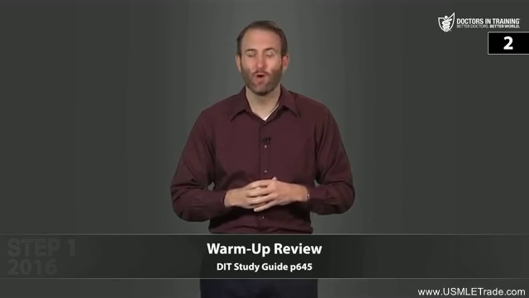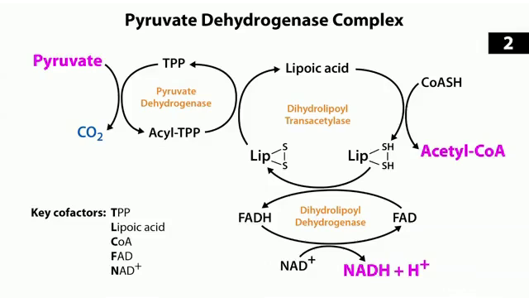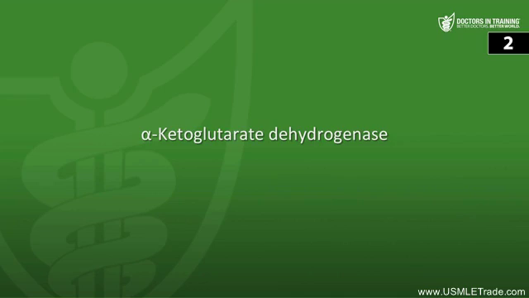Next question. What cofactors are required for the function of pyruvate dehydrogenase? And then what other enzyme requires the same cofactors? So first one that we need to know here is that mnemonic that we gave you. It's "tender loving care for no one," which stands for thiamine pyrophosphate, lipoic acid, coenzyme A, FAD, and NAD. And then what other enzymes require the same cofactors? That's going to be alpha-ketoglutarate dehydrogenase.